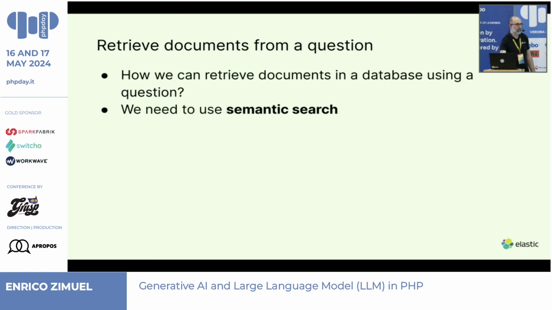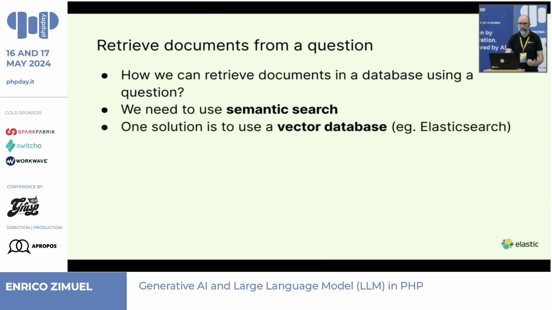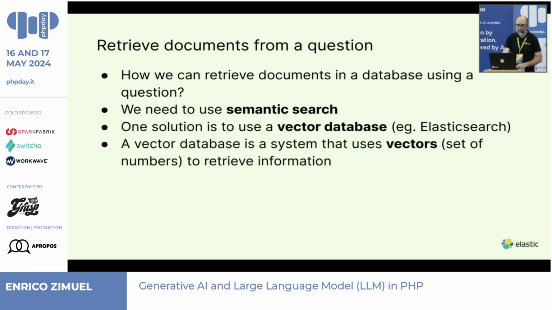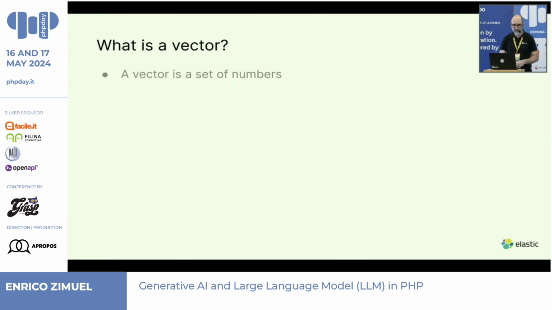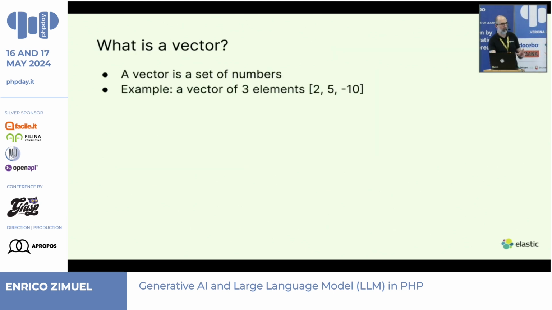How is this possible? This sounds like magic, right? This is possible because we use vector databases, like Elasticsearch. A vector database is a system that stores information using vectors. A vector is basically a set of numbers. For instance, a vector of 3 elements: 2, 5, minus 10. This is a vector: a list, an array of floating point numbers. That's it.